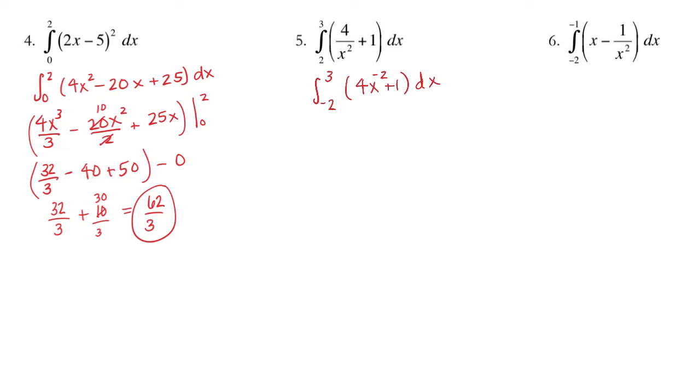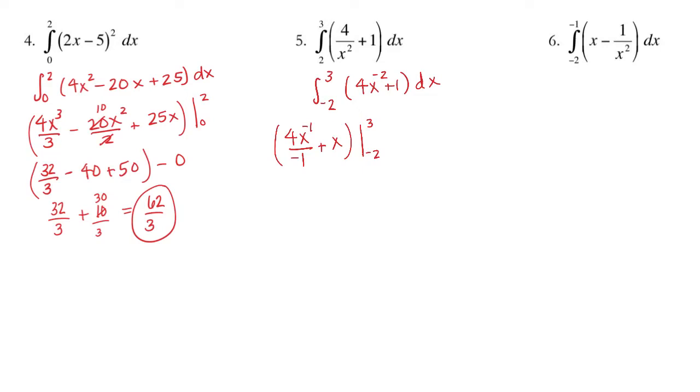So when we start doing our antiderivative, we're going to add 1 to that exponent. So that means I have 4x to the negative 1 over negative 1 plus x. And I'm going to evaluate this from negative 2 to 3. Now we're ready to start substituting in our endpoints.